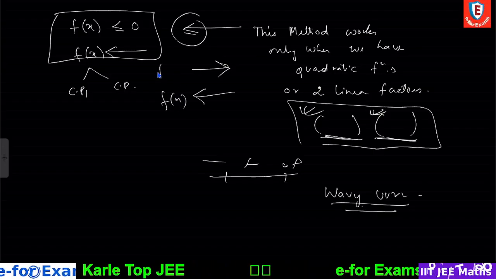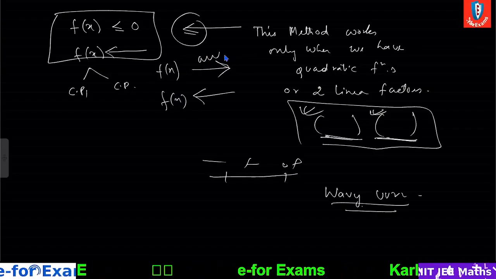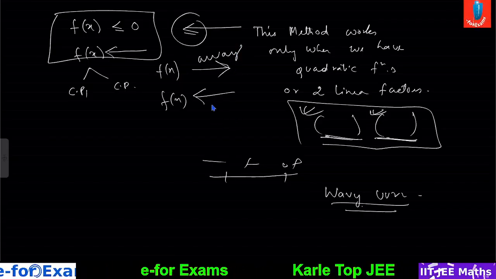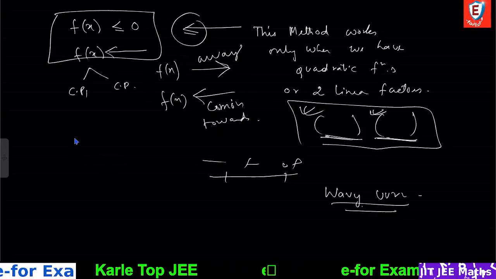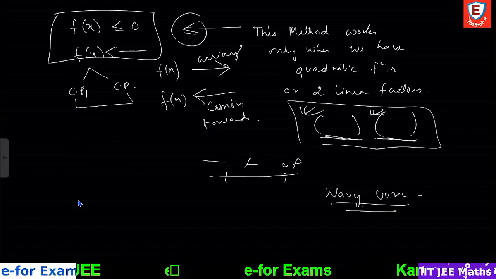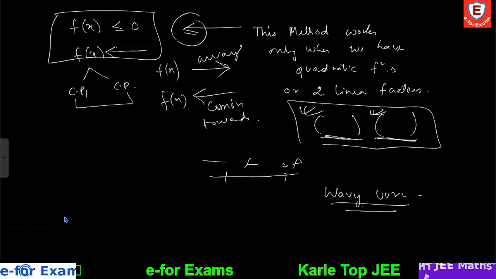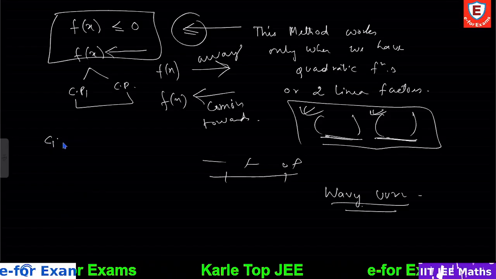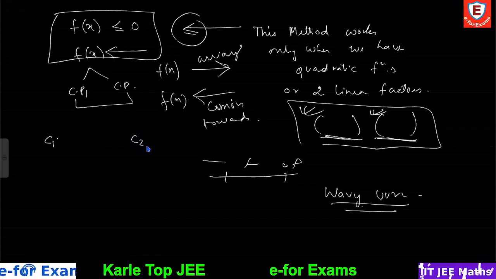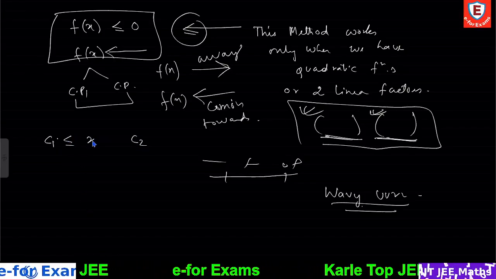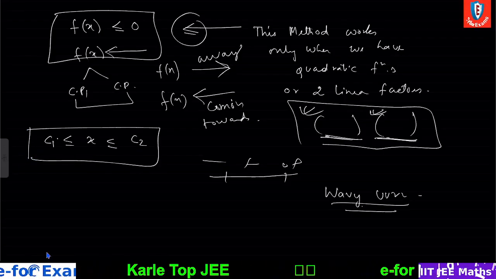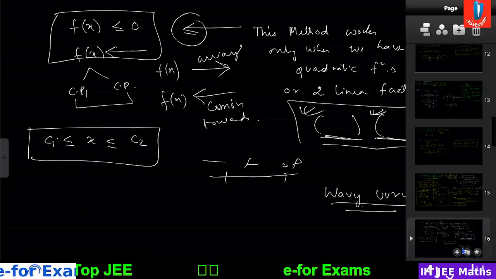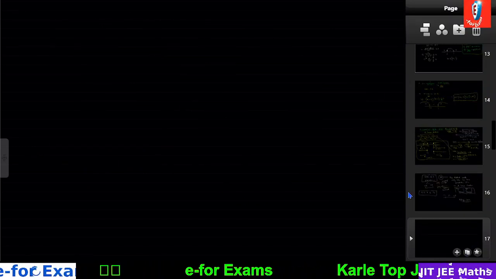This is a function and this is a function. This is away, right? The arrow is going away, and this arrow is coming towards. If the arrow is coming towards, the solution lies between the two critical points. Suppose critical point 1, C1, is the smaller one and critical point C2 is the bigger one, then x lies between these two only. Okay, let me summarize and then we will do an example.